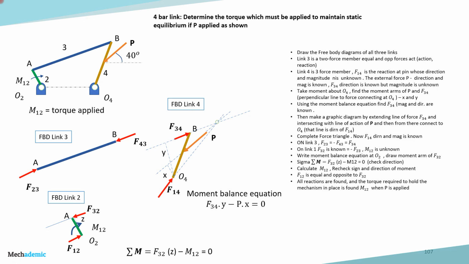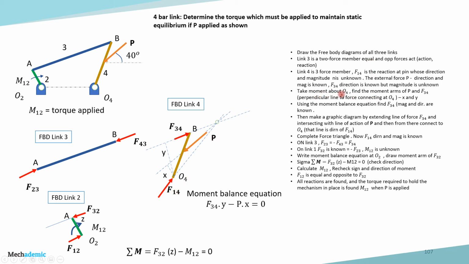Now let's go through the procedure for finding M12 quickly if P is known. First we need to draw the free body diagrams of all the 3 links. Link 3 is a 2 force member, with equal and opposite forces F43 and F23. Link 4 is a 3 force member, with 3 forces F34, P and F14.